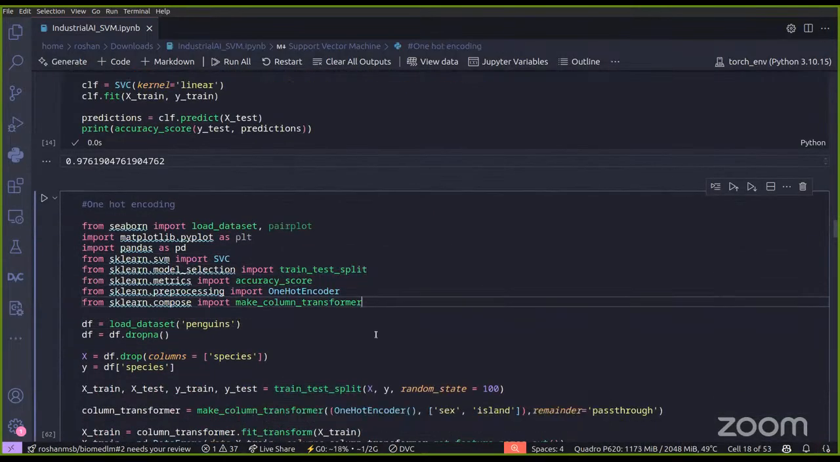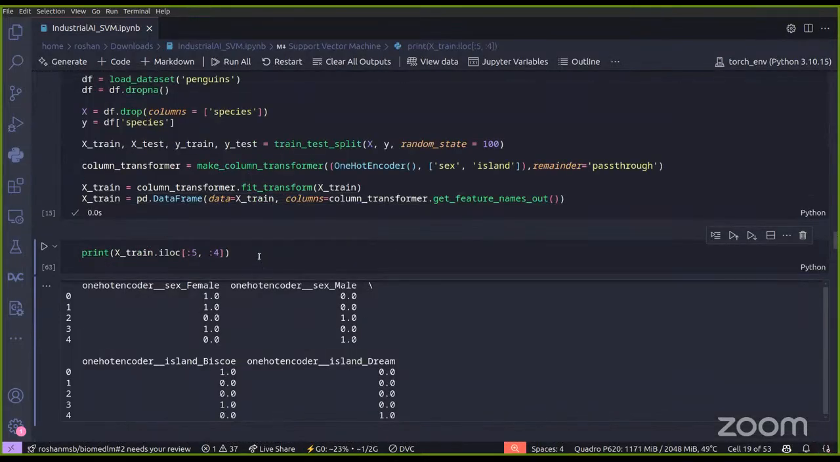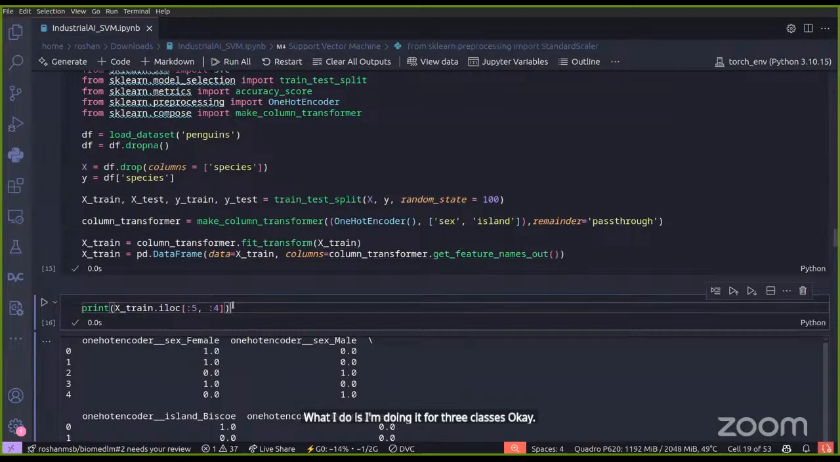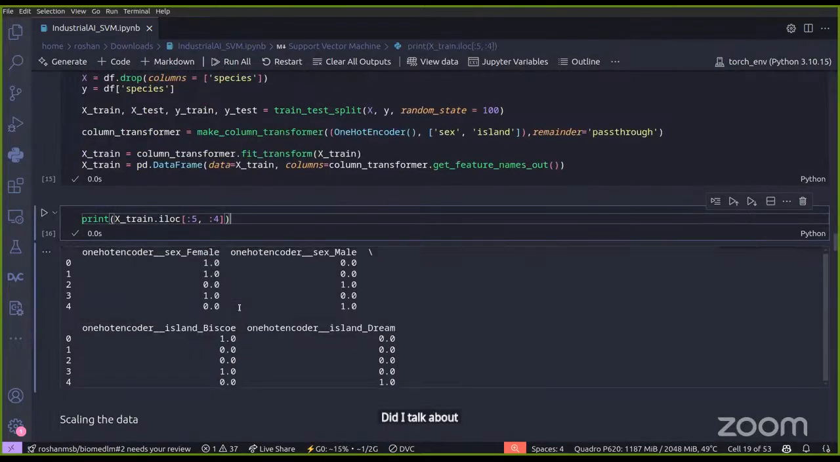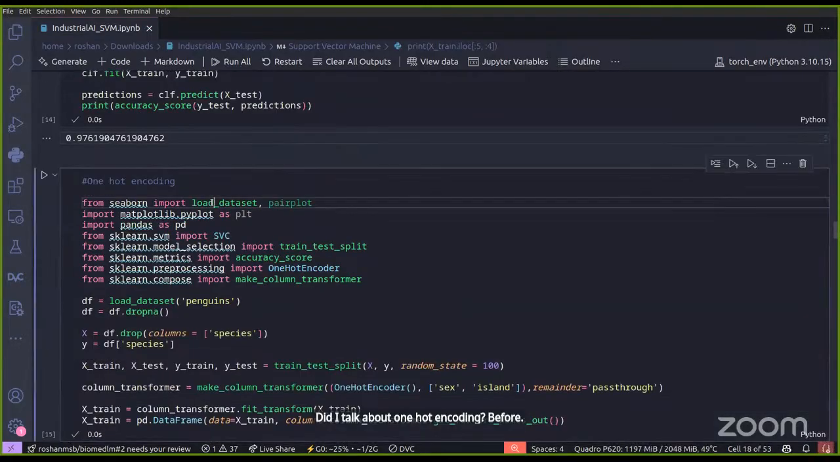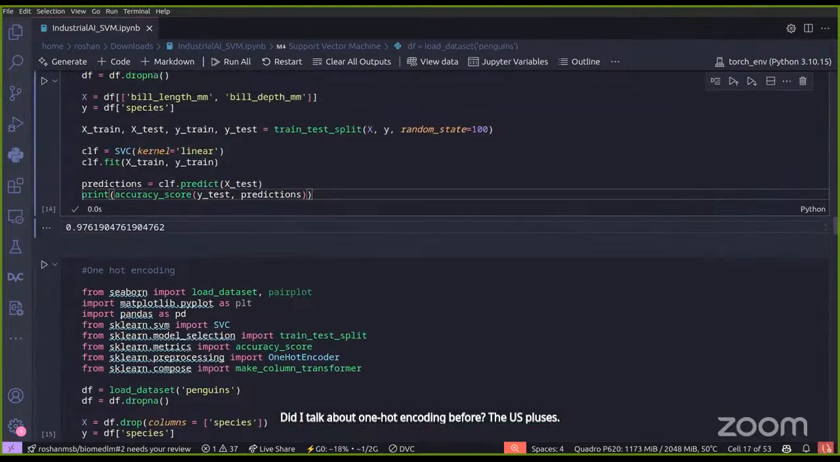In this case, what I do is I'm doing it for 3 classes. Okay. Did I talk about one hot encoding before? Previous classes? No, sir. Okay.